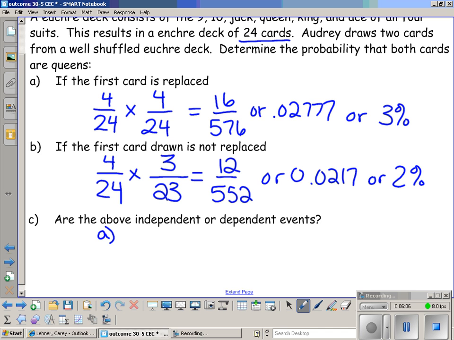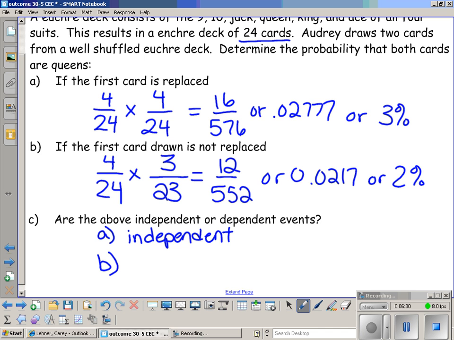Well, if we look at part A, we replaced the queen. So when we were doing our second draw, nothing had depended upon the first because we put the card back and it was exactly the same as in our first option. So those are called independent. When you have with replacement, you are generally dealing with independent events.